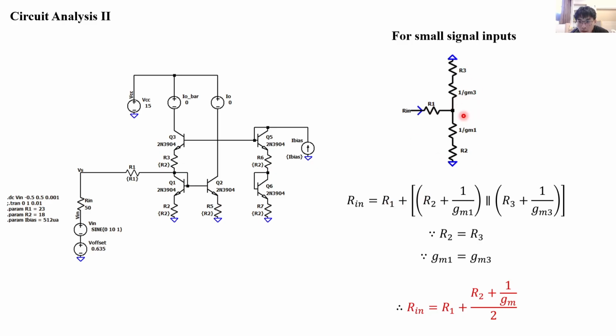paths looking into R3 and Q3, which is 1 over GM3, and here is 1 over GM1 and R2. The two paths are in parallel, so the input impedance equals R1 plus the two parallel paths. Because R1, R2 and R3 are the same value, and GM1 equals GM3, the input impedance equals R1 plus R2 plus 1 over GM over 2.